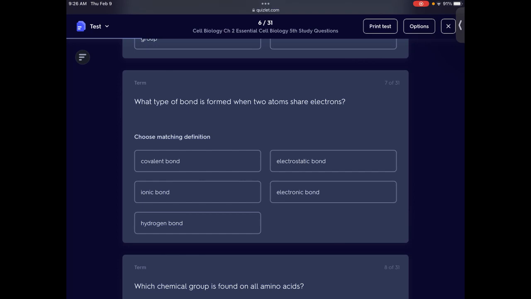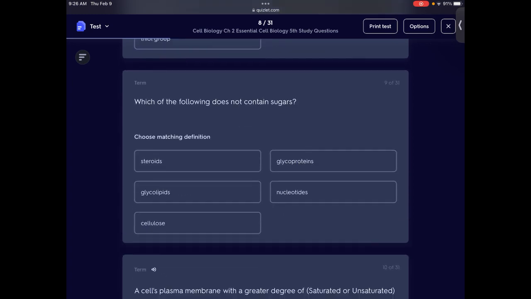What type of bond is formed when two atoms share electrons? Sharing, that would be covalent. Which chemical group is found on all amino acids? We have a carboxylic acid and a nitrogen, as well as a side chain. The side chain will change, so do we have the nitrogen group? No, we do not, so we only have the carboxylic acid group, so that has to be the correct answer.